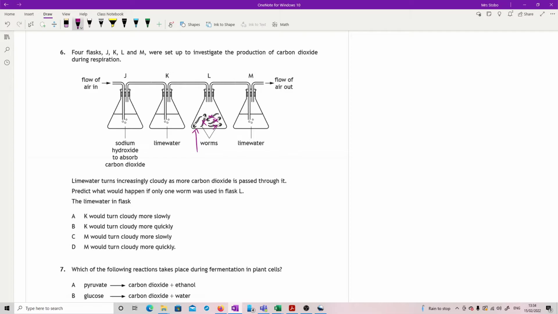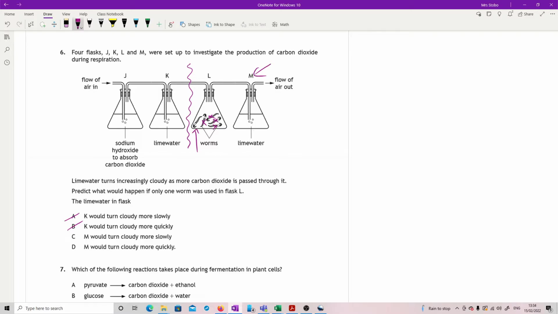This is the question. Predict what would happen if only one worm was used in flask L. So what should happen? Well, nothing's changed until we get to L. So J and K has got nothing to do with it. So I'm not even going to look at my K. All I'm looking at is M.